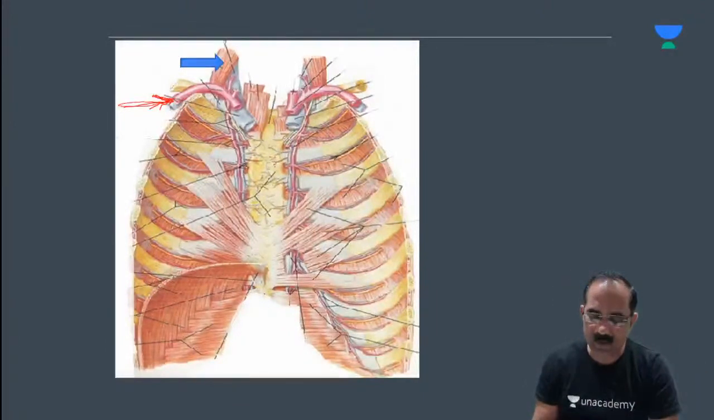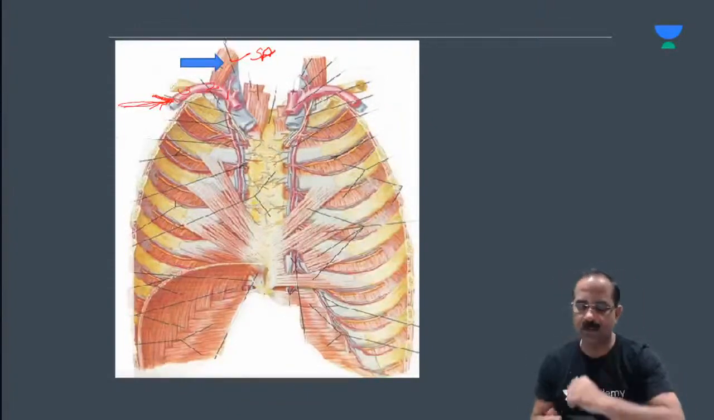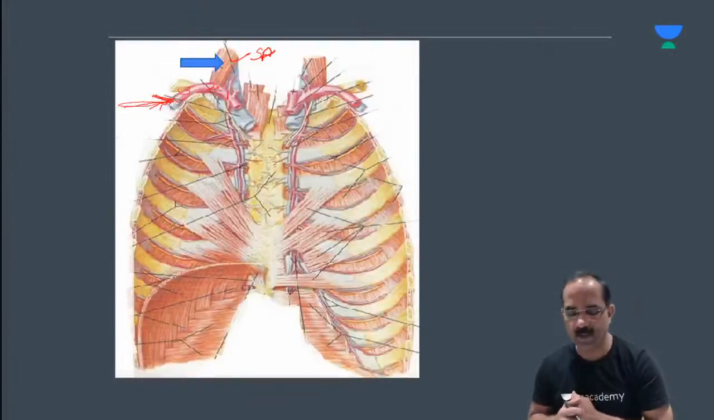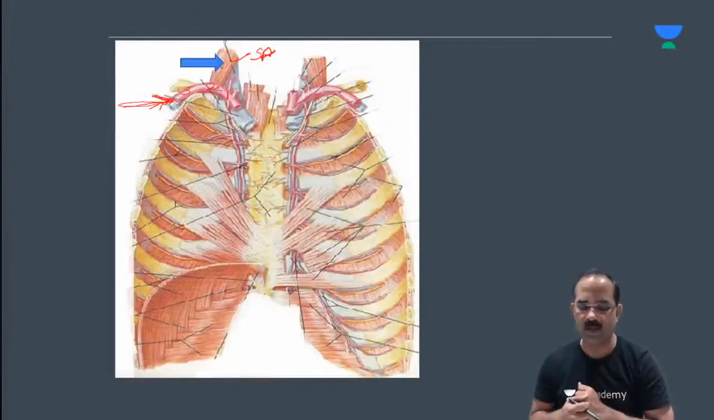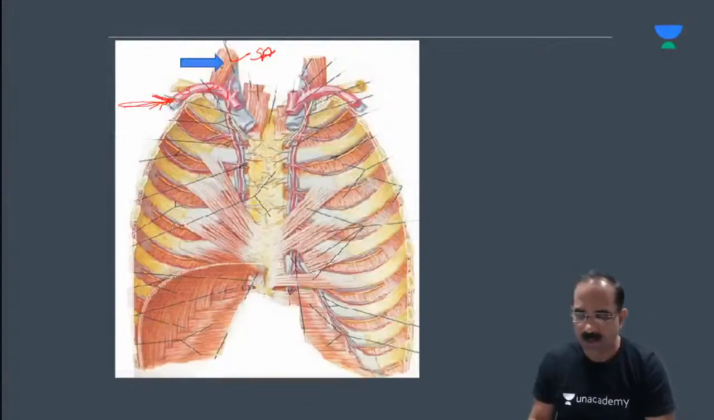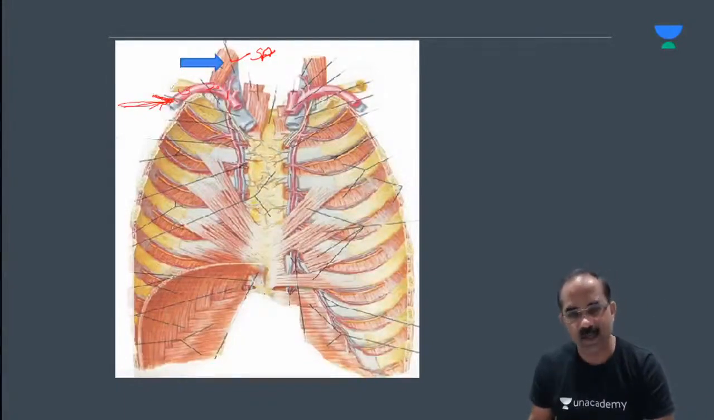Correct. That's the subclavian artery, and it is divided into 3 parts by this muscle, which is known as the scalenus anterior. That's the first part. Behind the muscle, that's the second part, and that's the third part. First part is from its beginning to the muscle, second part is behind the muscle, and third part is after the muscle. So the subclavian artery is divided into 3 parts by scalenus anterior.